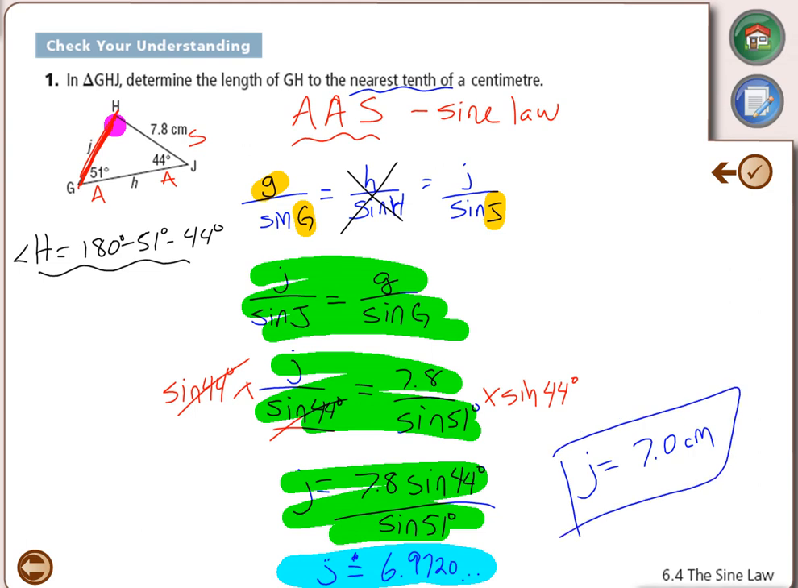Do a quick little check for yourself. If we're saying that this is 7.0, just quickly check. 51 is bigger than 44, so the side length opposite of the larger angle has to be larger. If 51 is larger than 44, then the side opposite it, 7.8, should be larger than my answer, so my answer's got to be smaller.